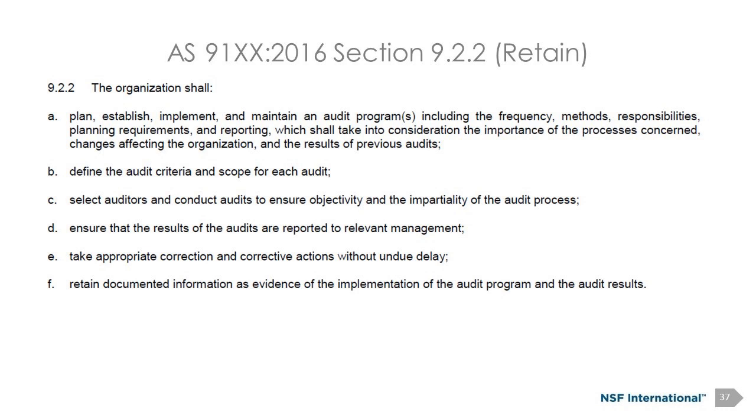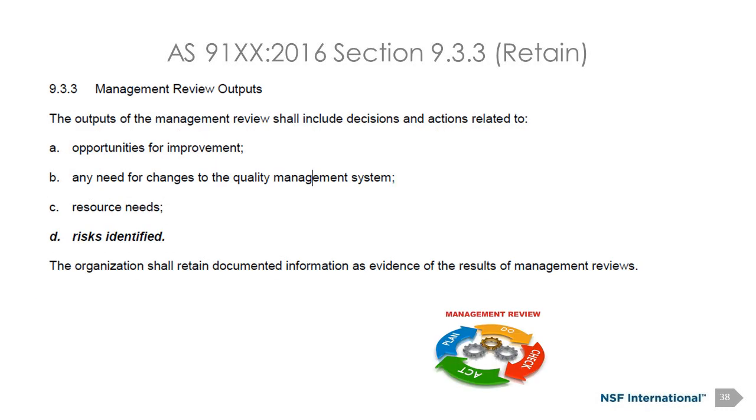No surprise, there's some required retained documented information associated with the evidence of implementation of the audit program and the results. So we have to define our process, our methodology for the audits through the audit program, which includes frequency, methods, responsibilities, etc. And then we have evidence to show that we've done what we said we were going to do. So that requirement's been simplified, as we know, but it's no different. We say what we're going to do, we do it, we have proof that it was done. Okay?